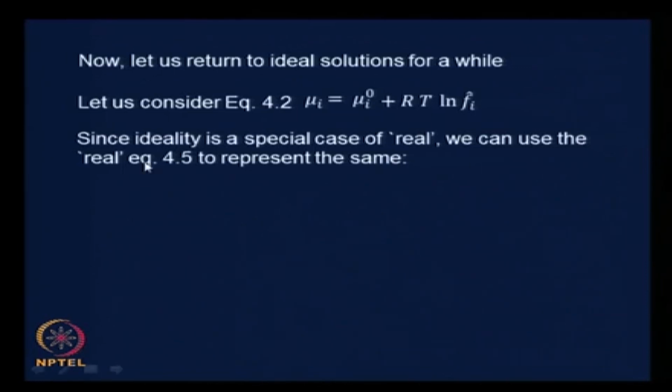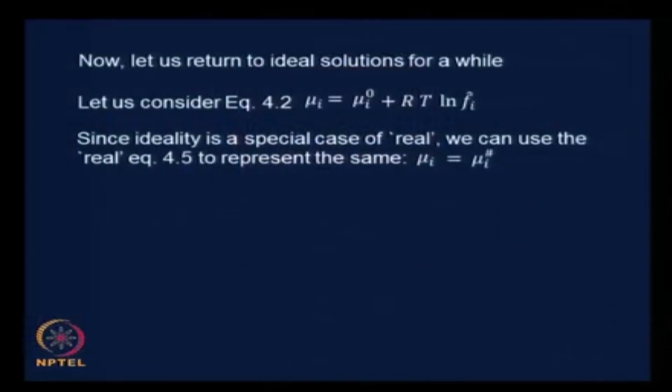Now we know that ideality is nothing but a special case of reality. Therefore, the expression for the real case must also be valid here. If we write it for the real case, it should be valid for the ideal case also. The super set should always include the special case also. Therefore, equation 4.5, mu I equals mu I hash plus RT ln yi, where mu I hash is a function of temperature and pressure, should also be valid.